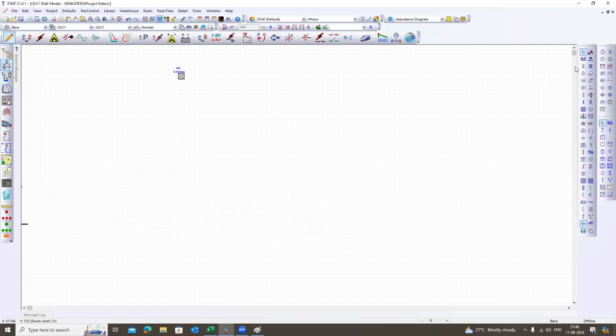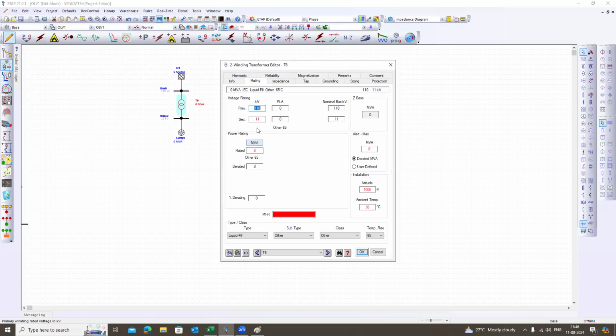So we have a grid, and you have a transformer. Here there is a load connected to this. The bus voltage here is 110 kV, and here it is 11 kV, and the transformer rating is 45 MVA.